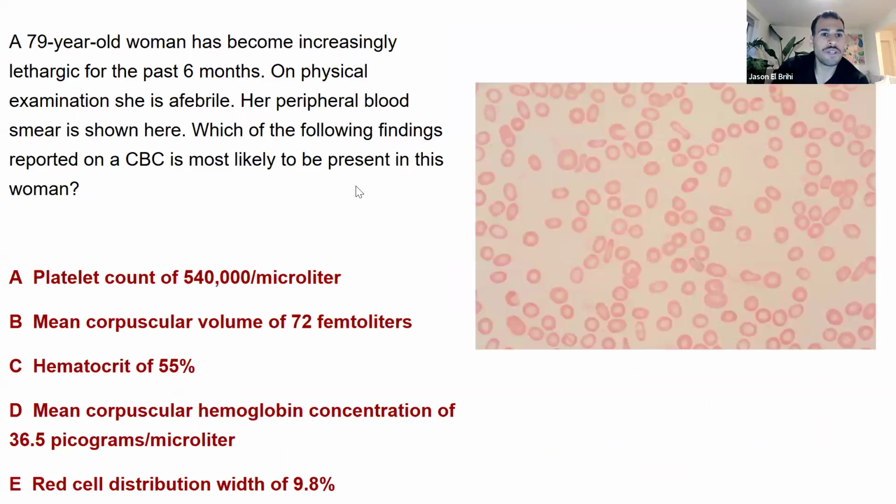Great. Next one, a 7-year-old woman has been lethargic for 6 months. Her peripheral smear is shown. Which of the following findings is most likely to be present here?